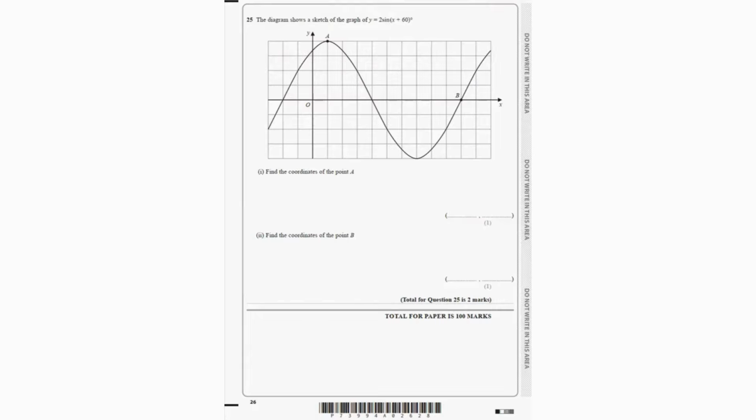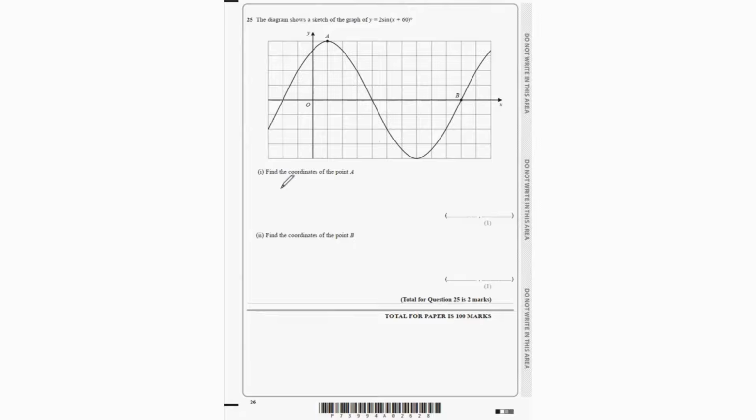So let's start with this and develop better understanding about how to solve these questions. The diagram shows a sketch of graph y equals 2 sine (x plus 60). We have to find the coordinates of point A. So they have given us the graph for y equals 2 sine (x plus 60).